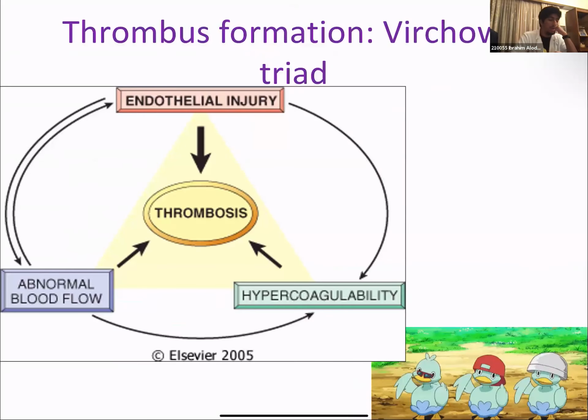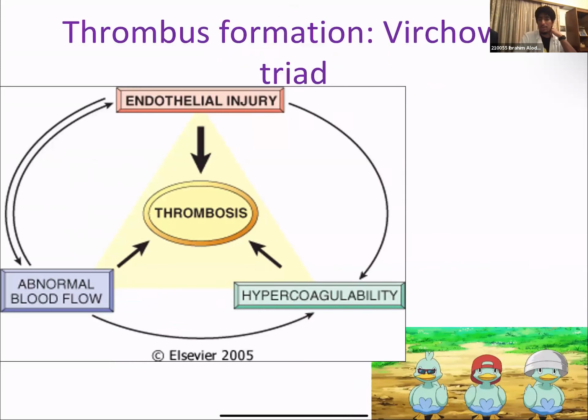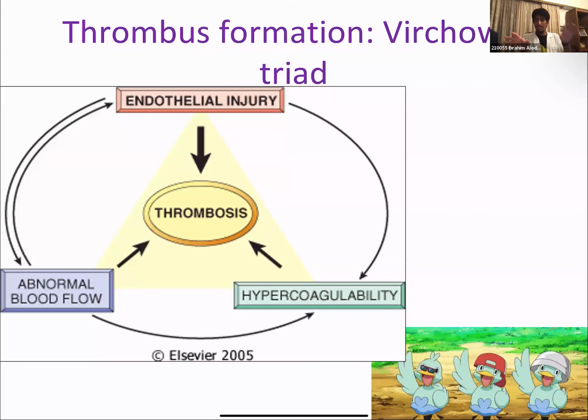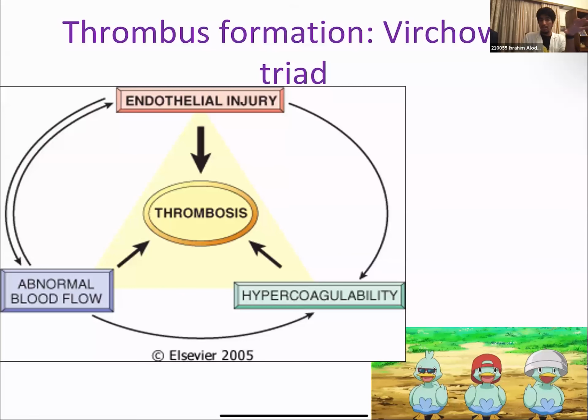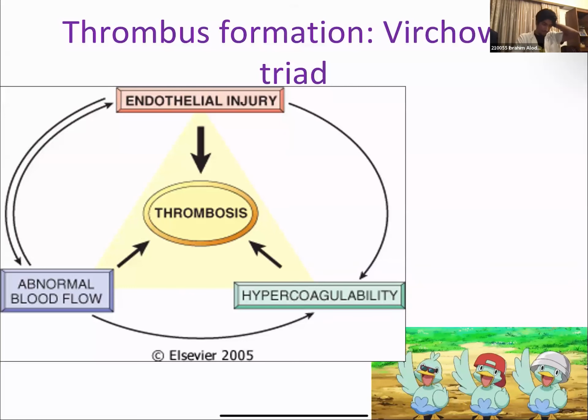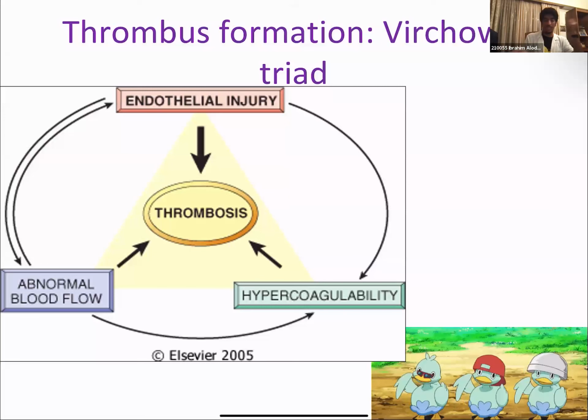There is something called Virchow's triad for thrombosis. These are the three things that, if present, mean the patient is probably going to have a thrombus formed. A thrombus, again, is a clot that shouldn't be there. Or they're going to have thrombosis.